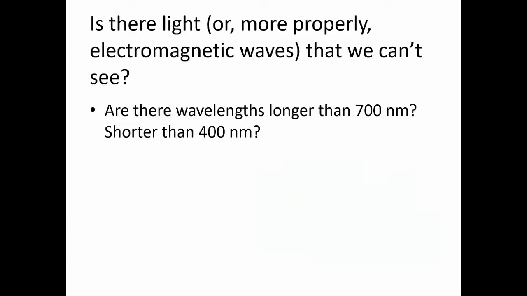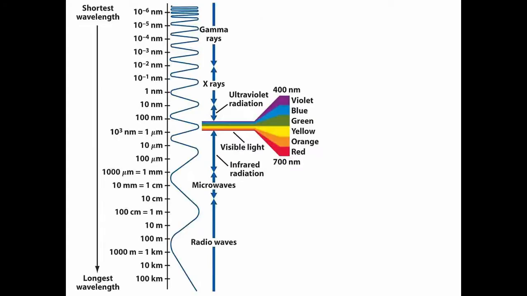Is there light that we can't see, or electromagnetic waves that we can't see? Are there wavelengths longer than 700 nanometers or shorter than 400 nanometers? Yes, there are. Here's a kind of sketch of the complete electromagnetic spectrum. And the shortest wavelengths are gamma rays. Up here at the top end of this, these are the very shortest wavelengths. A millionth of a nanometer, 10 to the minus 6th is a millionth. And there's a range for all of these.